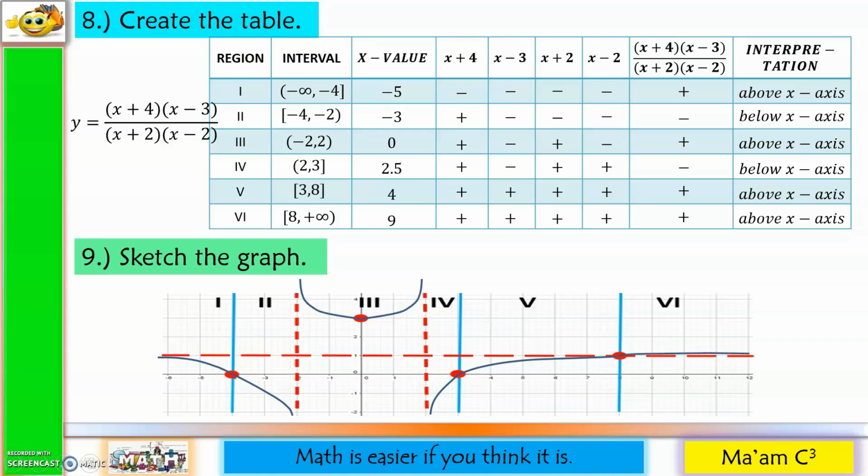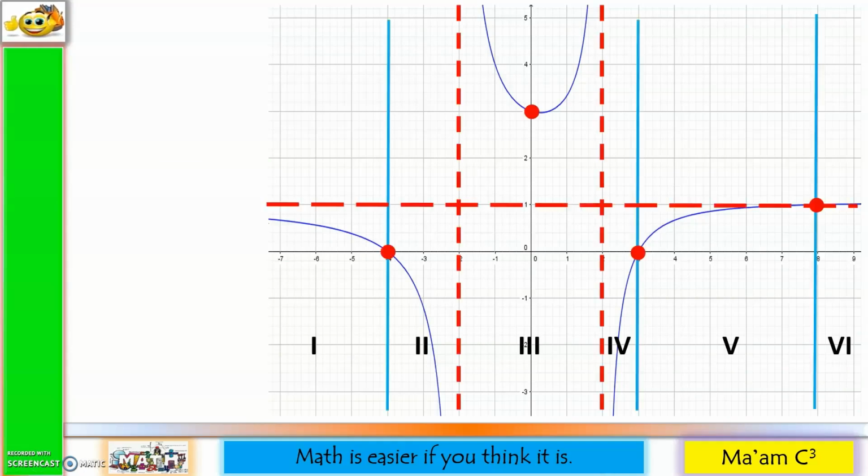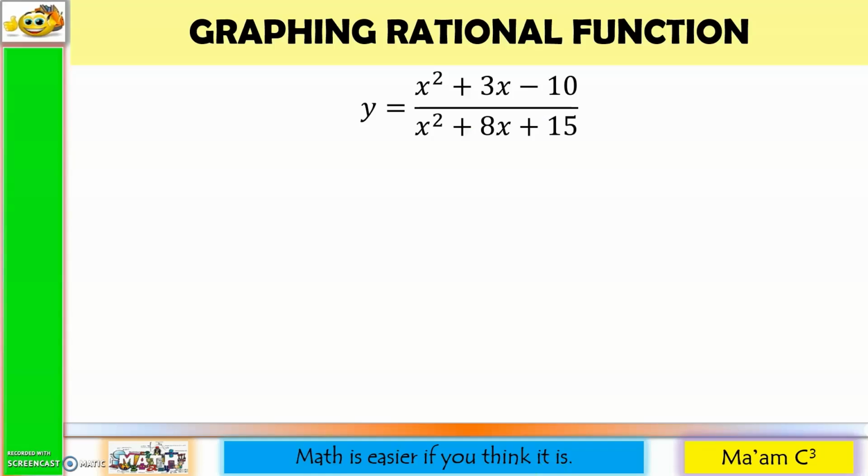Let us compare this to a graph that was done in a graphing app. So this is the graph. Let us recall the important details. And this time, let us compare this to the graph that we did manually. So you can see that there is indeed a resemblance in these two graphs. Let us have one more.